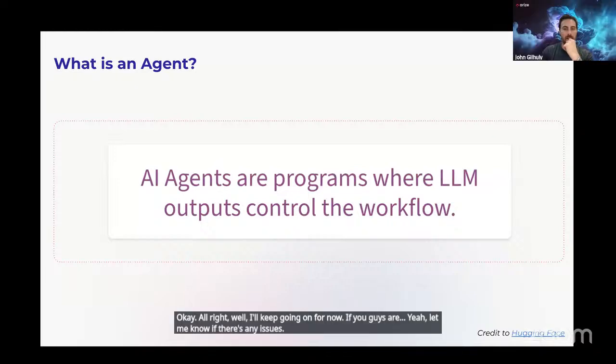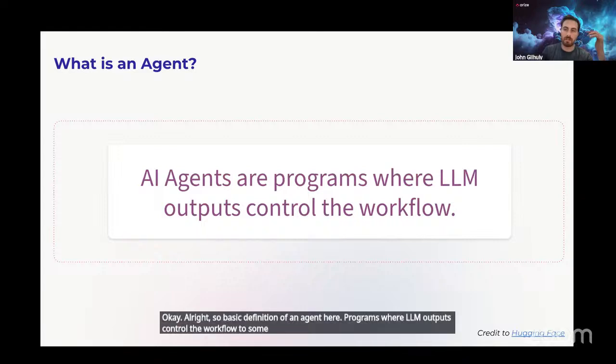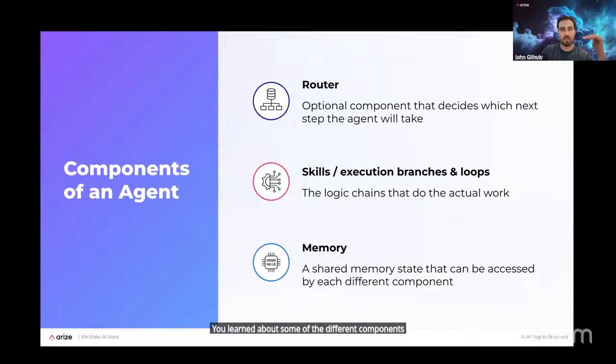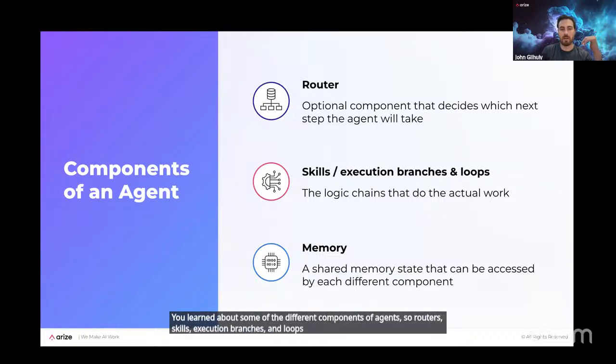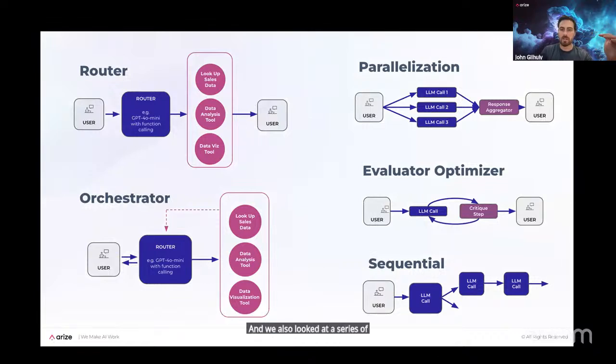Okay. All right. So basic definition of an agent here: programs where LLM outputs control the workflow to some degree. That's our general definition. You learned about some of the different components of agents, so routers, skills, execution branches, and loops, whatever we want to refer to them as, as well as memory and how each of those different pieces are used to build up agents. And we also looked at a series of different architectures for agents in the first session.